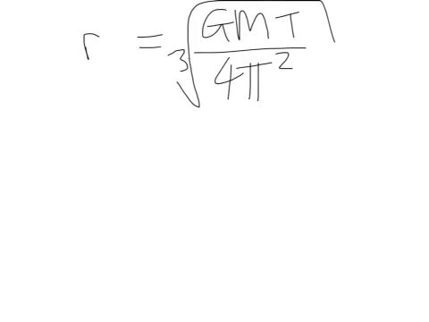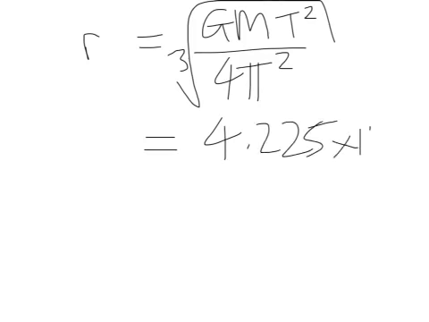Next you have to plug in the numbers very carefully. For big G, big M, 86,400. Oops, I think I missed a square somewhere. There we go, must be squared. And of course 4 pi squared. So once you calculate that, you should get as your answer for the orbital distance from the center of the Earth 4.225 times 10 to the 7 meters.